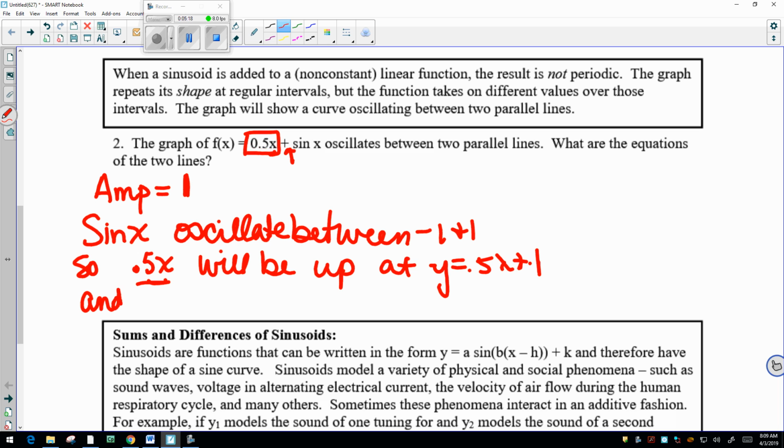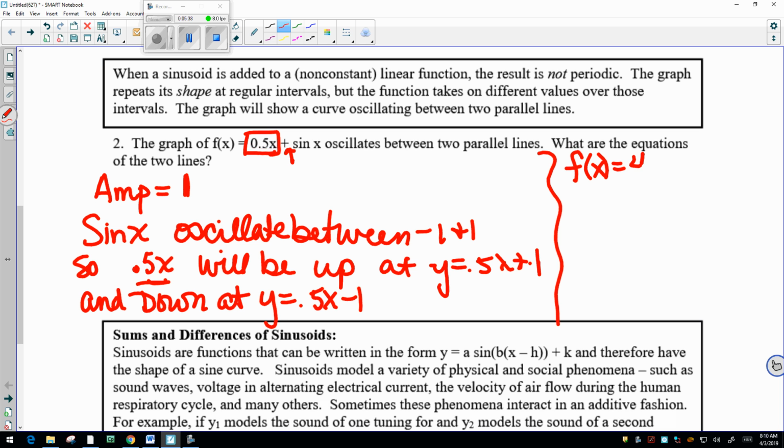And it's also going to go down. Same equation. So we have that 0.5x, but I'm going down the amount of the amplitude. Okay. Maybe just to give you another example here. Not graphed out, but I'll give you another example, just so you can kind of see what's going on.